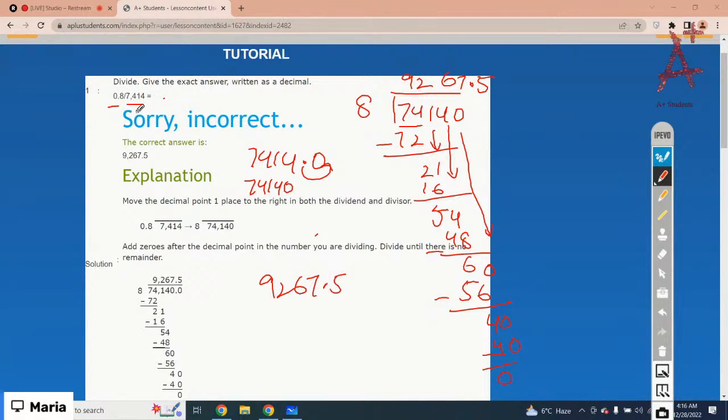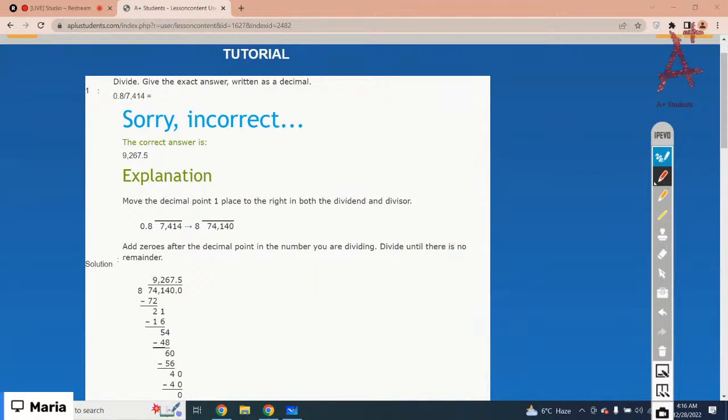So first of all, you have to remove the decimal point. Got it? When you are dividing, you have to move the decimal point one place right, because the divisor is the decimal, not the dividend. The divisor is 0.8. That's how we move the decimal point one place right, not left. Got it? Okay, let's just do another example.